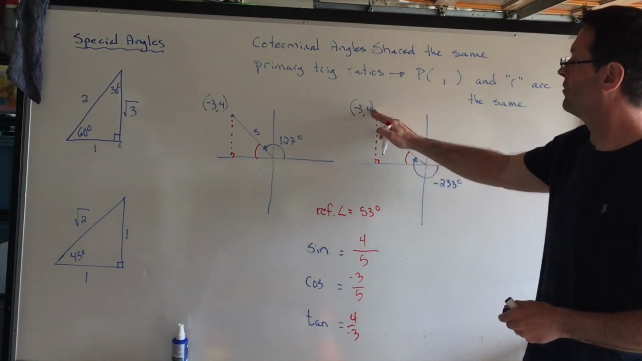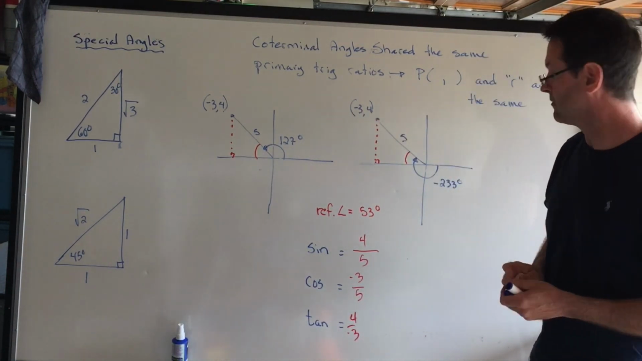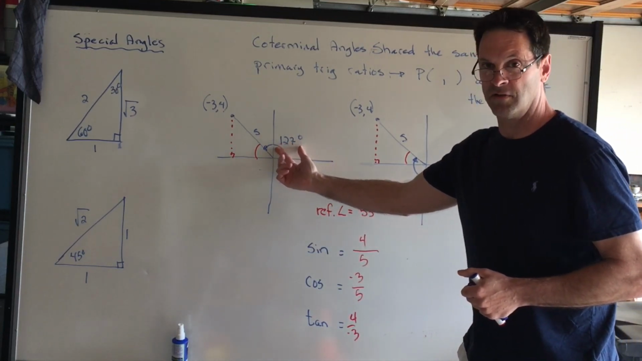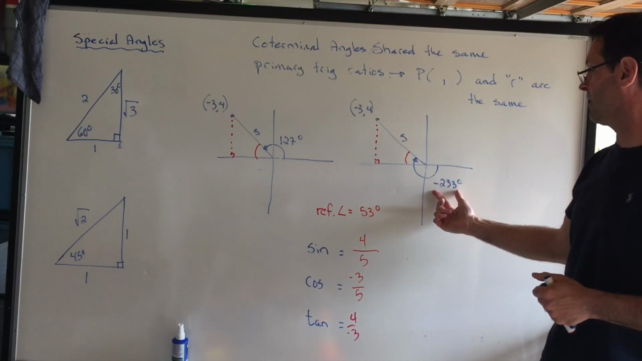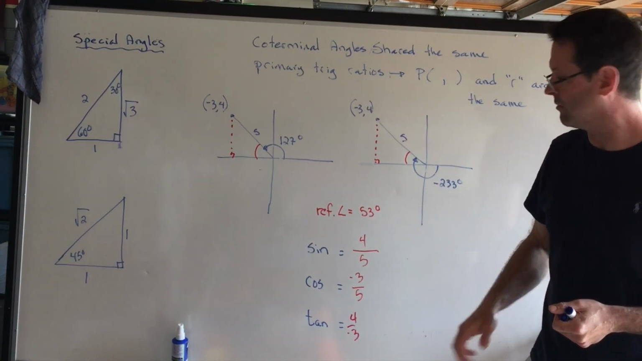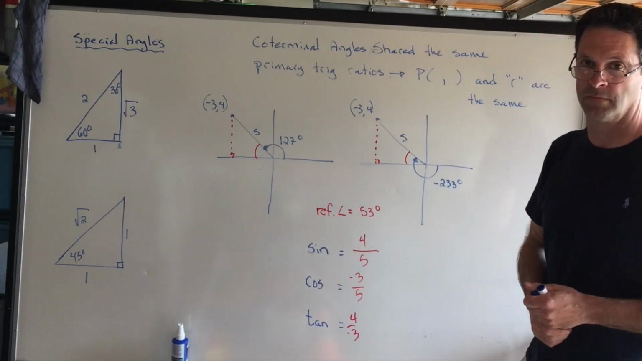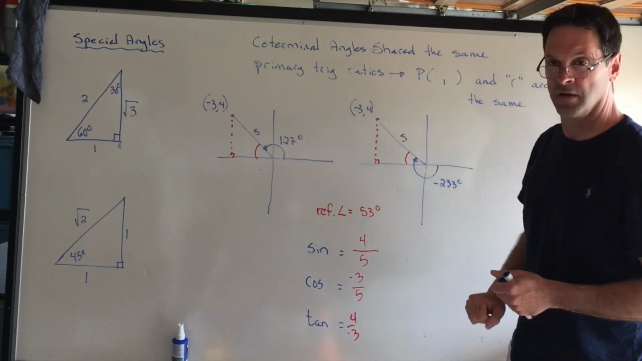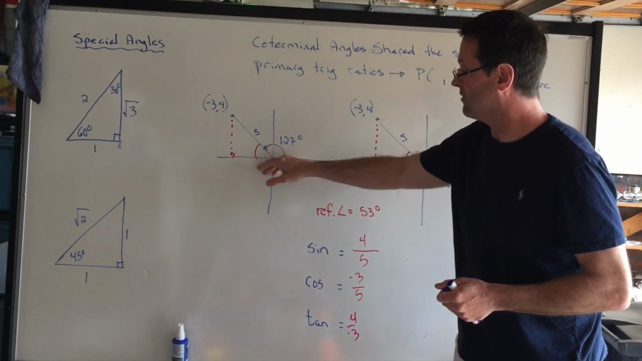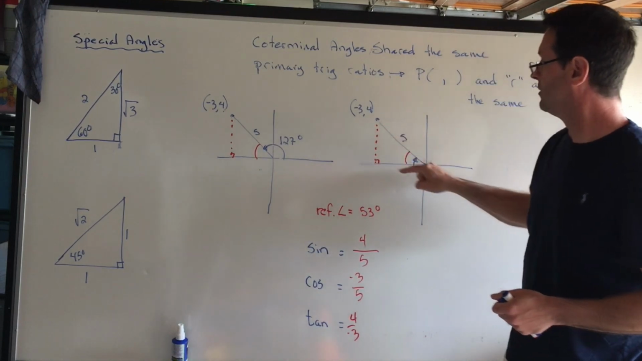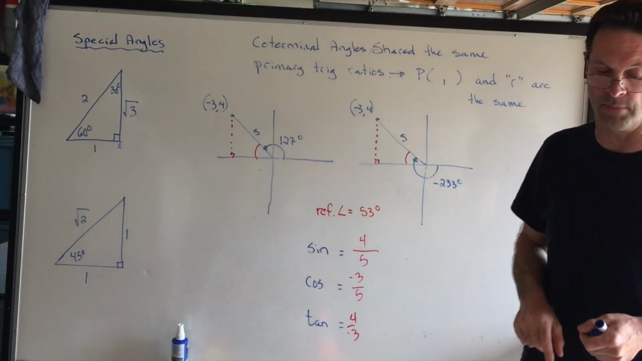And it's the same here, 4 over -3, y over x. The sine, cosine, and tangent values for 127 degrees and -233 degrees and any other coterminal angle will be the same because they pass through the same points on the grid. They have the same reference angle and they use the same reference triangle. All right, we'll take a look at an example in a moment.